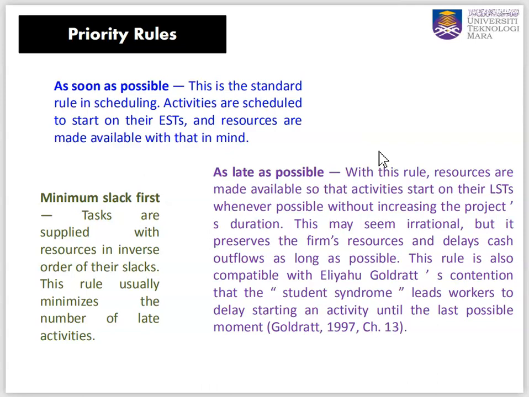As soon as possible. This is the standard rule in scheduling. Activities are scheduled to start on their earliest estimated times, and resources are made available with that in mind. Minimum slack first. Tasks are supplied with the resources in inverse order of their slacks. This rule usually minimizes the number of late activities, meaning the critical activities are done first. As late as possible. With this rule, resources are made available so that the activities start on their latest start date, whenever possible, without increasing the project duration.